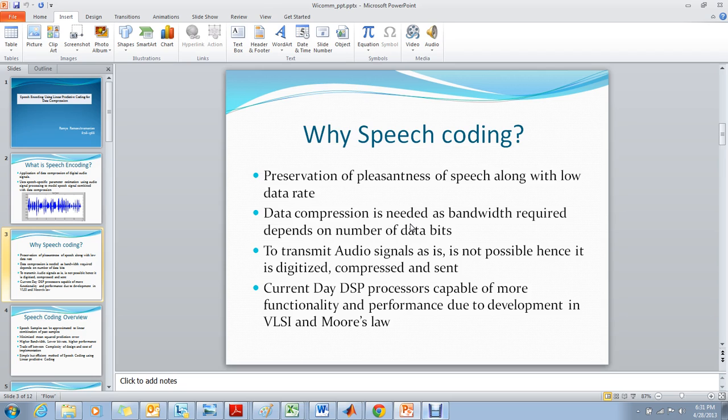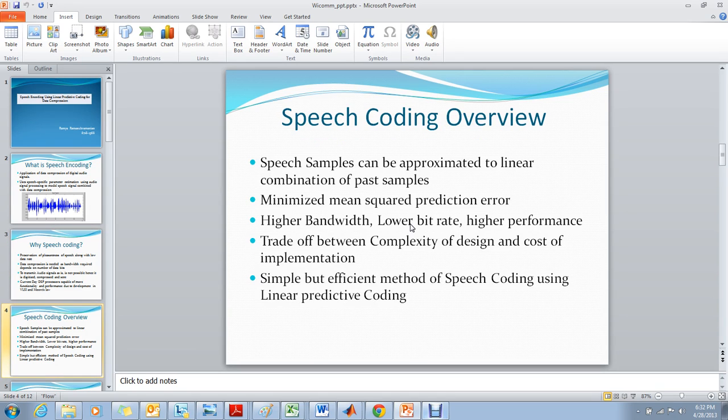It is needed as the bandwidth required depends on the number of data bits, naturally. To transmit an audio signal as is not possible, and hence it is digitized, compressed and sent. Current DSP processors are capable of more functionality and performance due to the development in VLSI and our own Moore's law. Let me give you an overview of speech encoding.